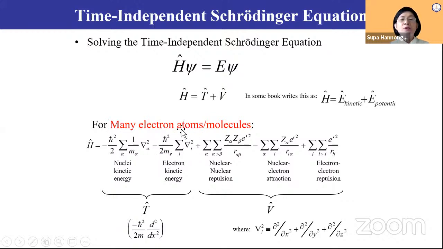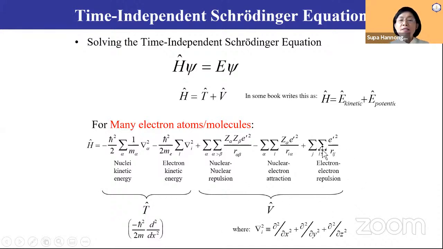And the second term is the electronic kinetic energy term. This is the nuclei kinetic energy, and this is the electronic kinetic energy term. This is the kinetic energy term overall. We denote it by T hat, and sometimes in short, we use this notation: minus h bar over 2m and d squared by dx squared.